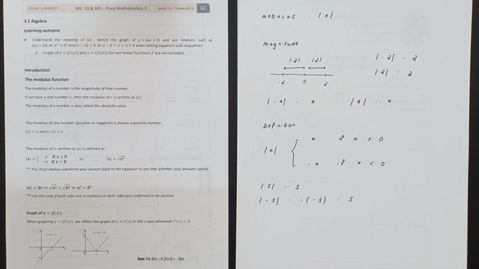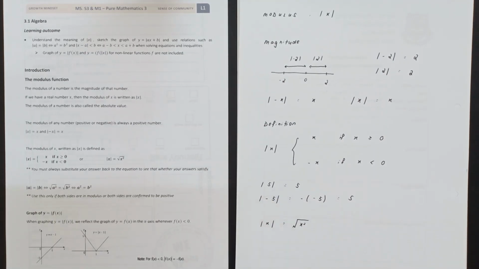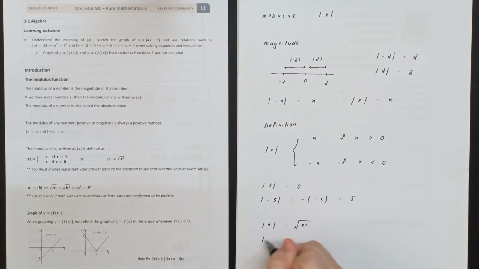Okay, so the other thing is we can try to use square root and square to indicate the modulus. Okay, so let's say |x| will be equal to the square root of x squared. What does that mean? Let's try it out with the 5 as well. Modulus 5 will be equal to the square root of 5 squared. So 5 squared, I get 25. After square root, then I get exactly 5.